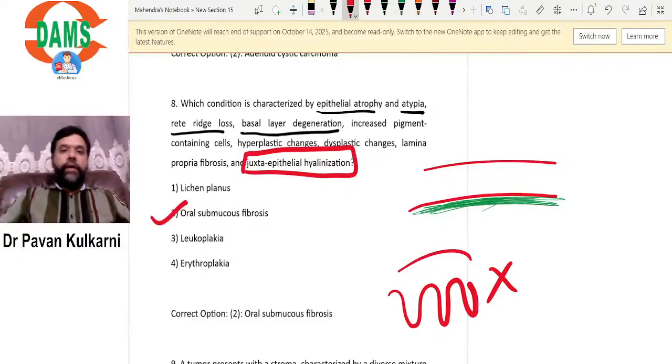Okay, so that is what is about the oral submucous fibrosis. And because of that fibrosis, the typical fibrosis that you see is called as juxtaepithelial hyalinization. Hyalinization means homogenization.